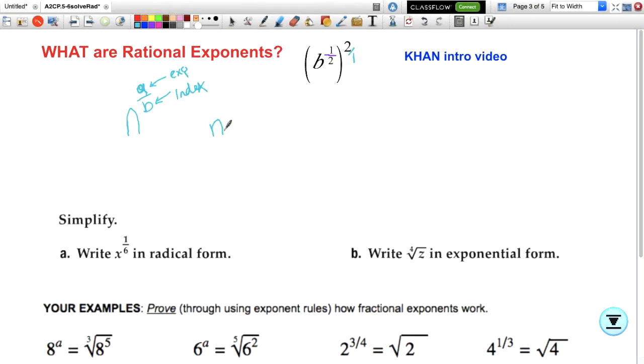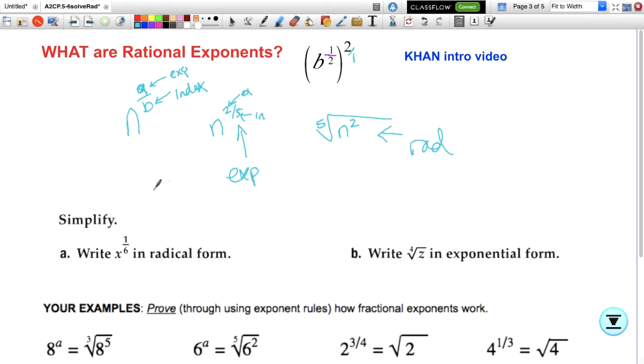So let's say I had n to the 2/5. This 5 becomes my index. So that means I'm going to have a 5th root. And this 2 is an exponent on the n. So it's n squared underneath a 5th root. Now this right here is called radical form. This right here is called, because it has an exponent, exponential form.